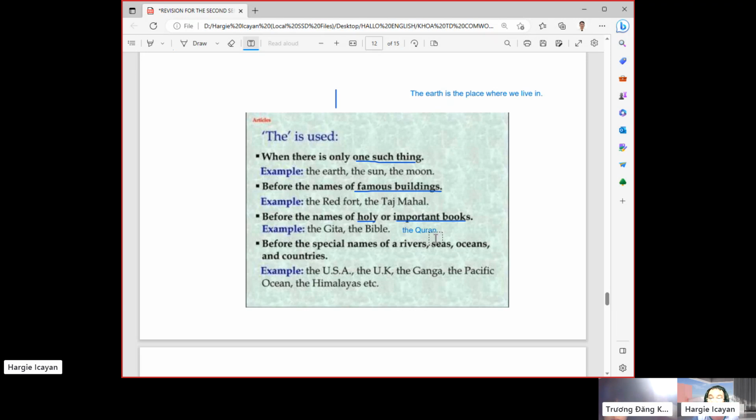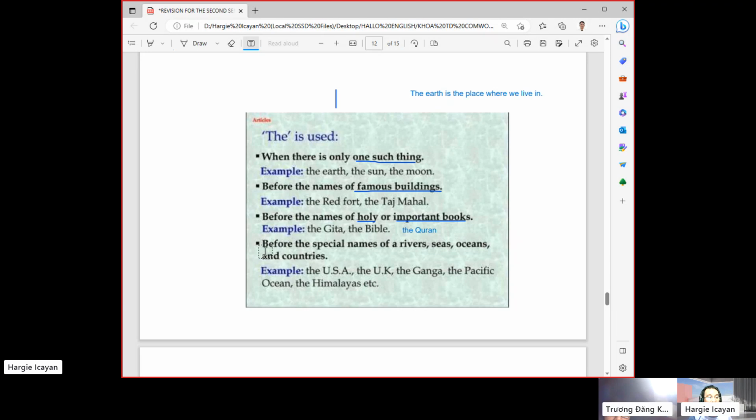Do you know what Islam is? It's a religion. The Bible is for the Catholics, so that would be the Bible. And the Quran is the Bible of Islam.